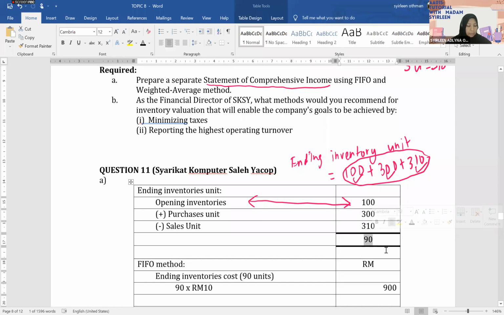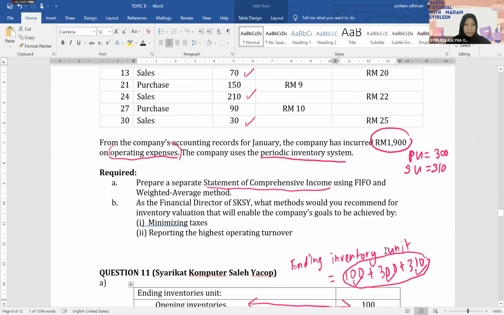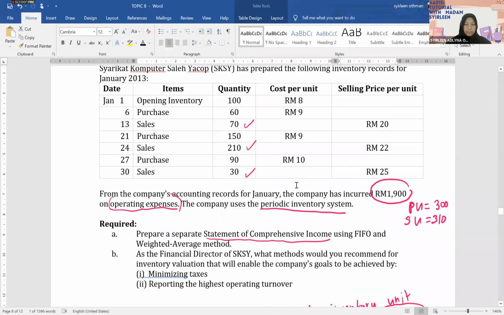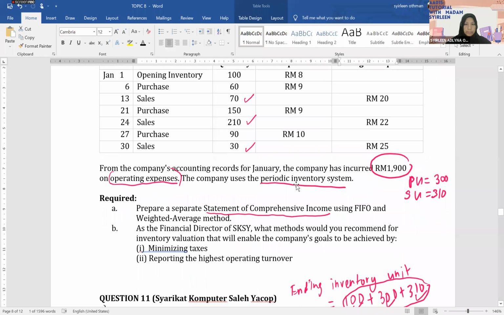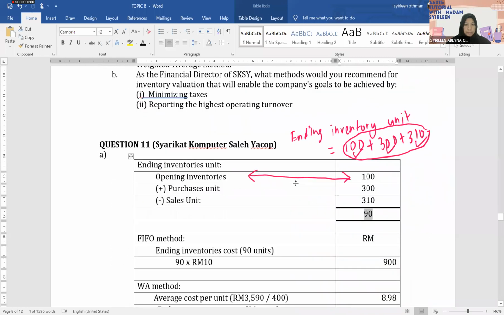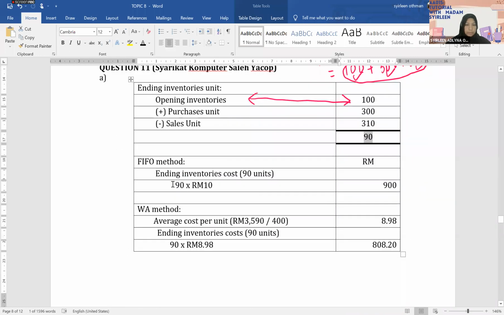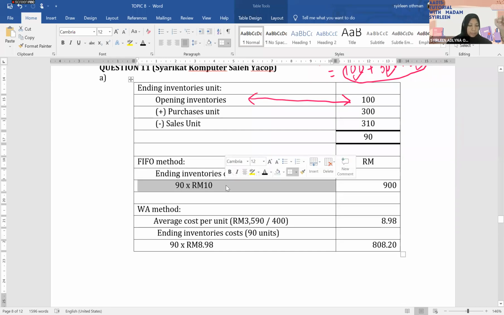Okay, so kalau 90 guna FIFO, that means my item will be taken dari bawah kan. So 90 tu pada dari atas lah. Atas tu semua dah jual. So kita ada purchase the last item tu ialah 90 unit. So actually the last batch tu yang tak dijual lagi, 90 unit. So your ending inventory cost is 900.